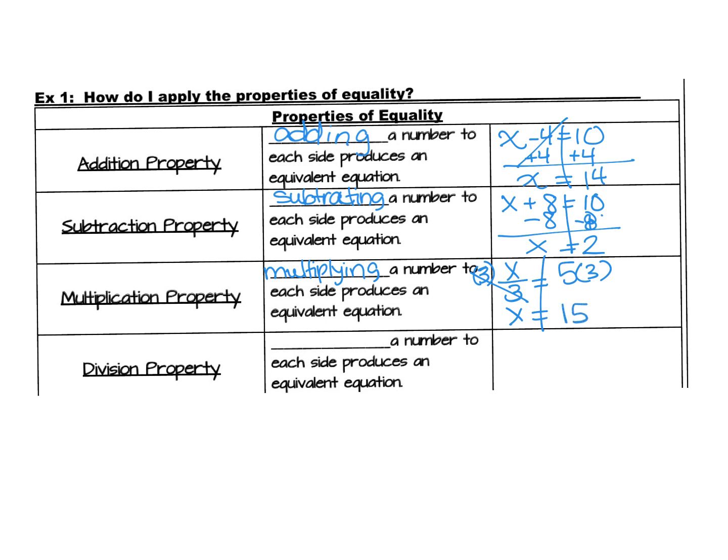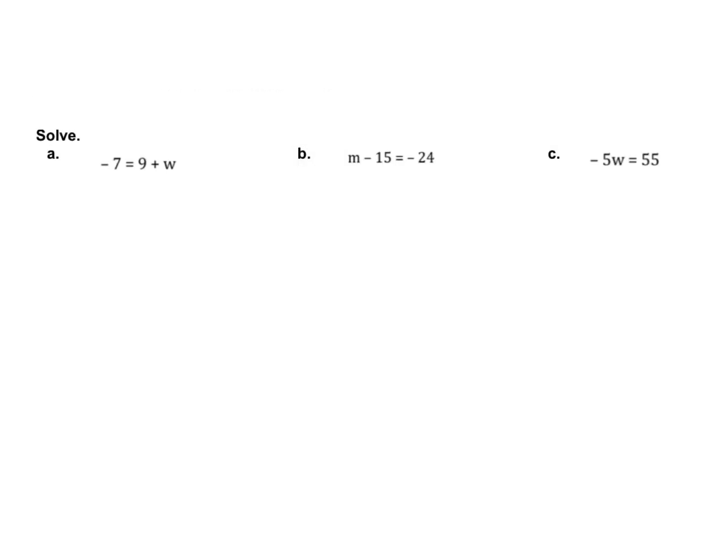And then the last property that we'll talk about here is the division property, which means that by dividing a number on each side is going to produce an equivalent equation. So for example, I could have 4x is equal to 12. Well, to isolate that variable, again, I'm going to divide, and I have to do that on both sides. All right, so now let's apply those properties by solving these equations.